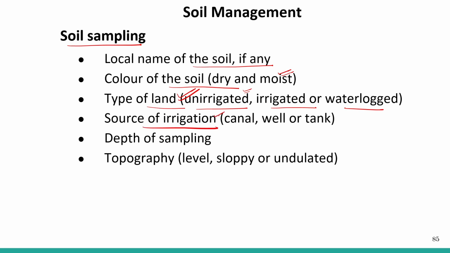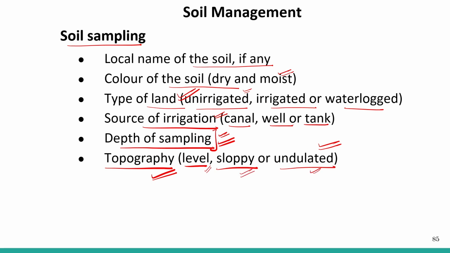Source of irrigation: what is the source of irrigation to that particular land, canal, well or tank. Depth of sampling, this should be known. What is the depth of the sampling? And also the topography: level, slopey or undulated. What is the topography? That is, is it level ground, slopey ground or undulated? So all this information must be there if we attach a sheet.